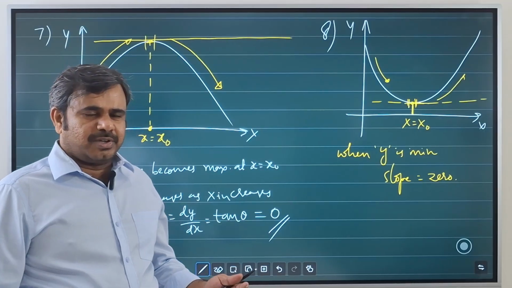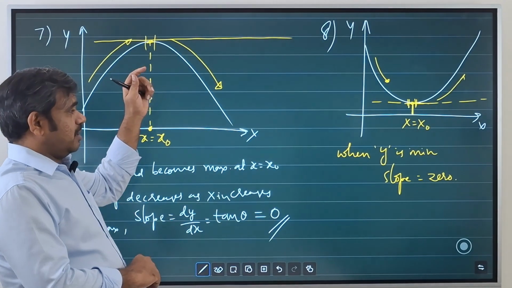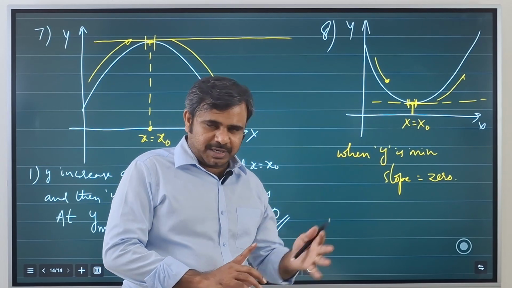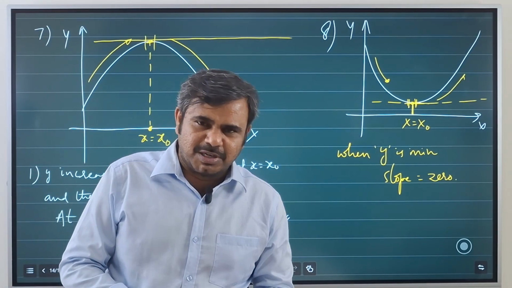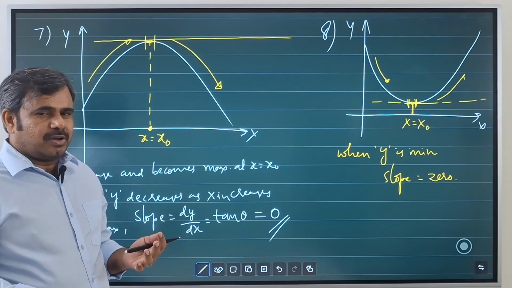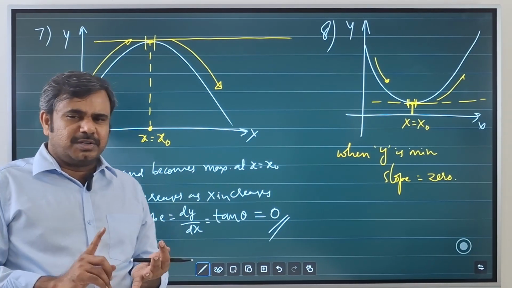So in the next class, we are going to discuss how to find the maximum value of y and the minimum value of y. What are the conditions for which y becomes maximum and minimum? And we are also going to discuss how to draw a graph for a given function.